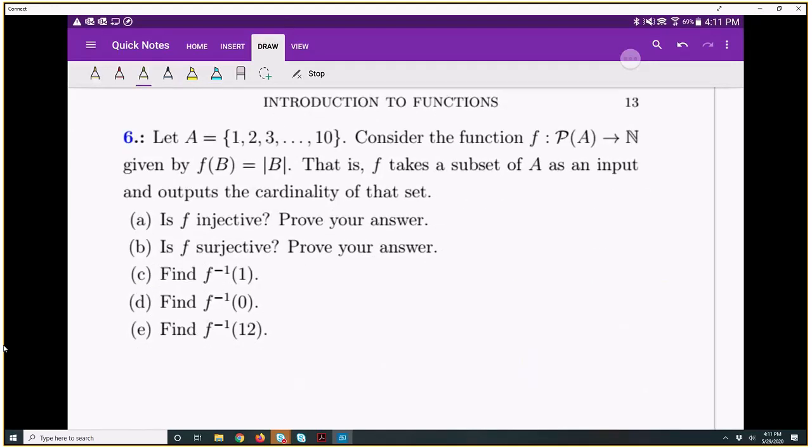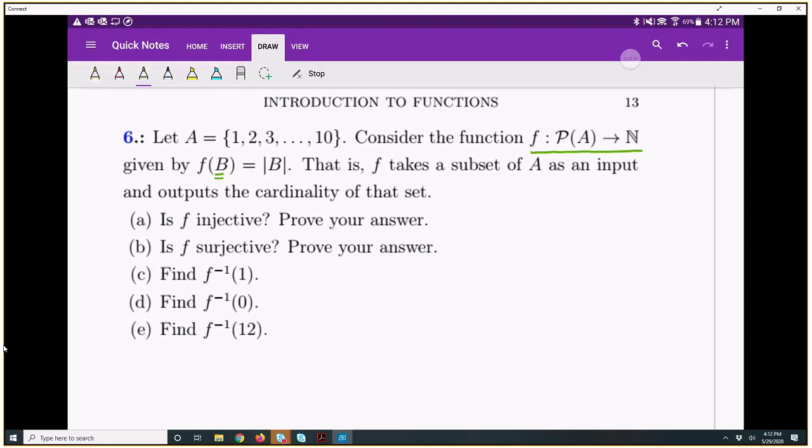Now, let A be the set {1, 2, 3, up to 10}. We're going to consider a function f from the power set of A to the natural numbers given by f of capital B equals the cardinality of B. Because they told us that f was from the power set to the natural numbers, and we know the elements in the power set are sets, we're going to interpret B as a set. So I apply the function to a set B, and the rule is that it gives me back the cardinality of the set B.